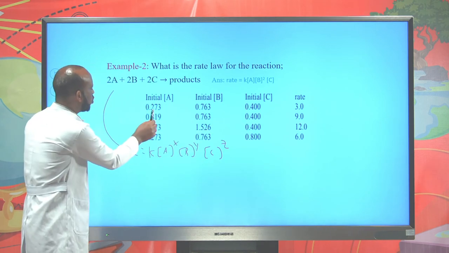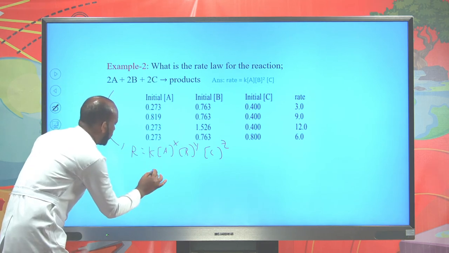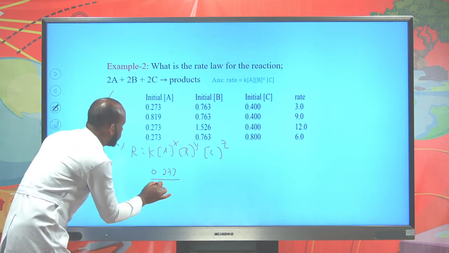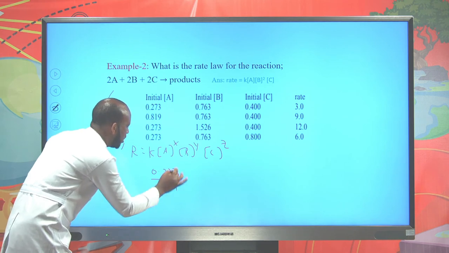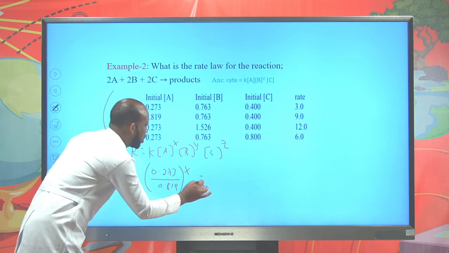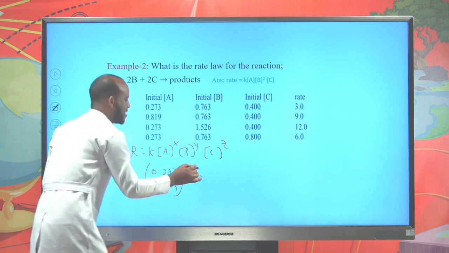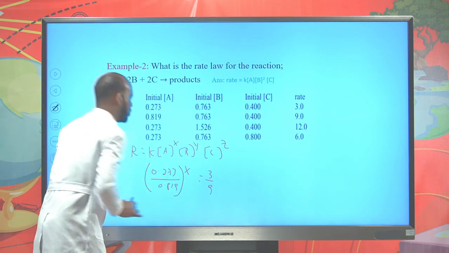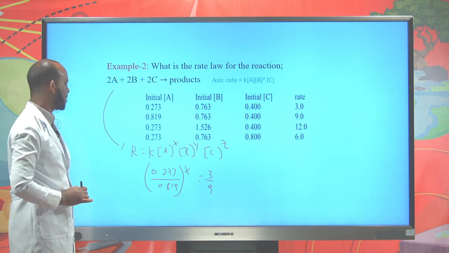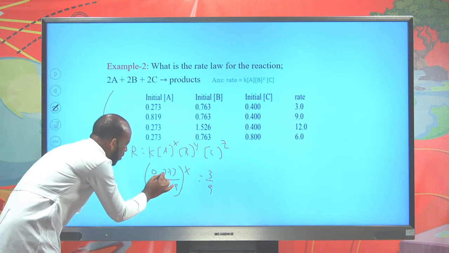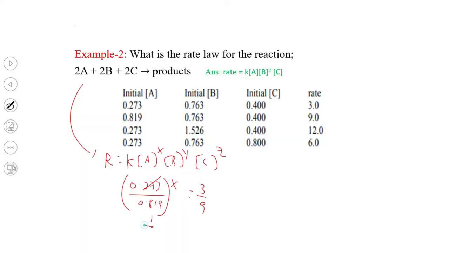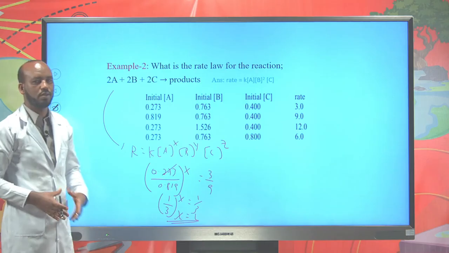Now, 0.273 divided by 0.819 to the power x equals rate 1 divided by rate 2, which is 3 over 9. Dividing by 3, and 0.273 by 0.273 is 1, so 1 over 3 to the power of x equals 1 over 3. From this, x equals 1. The value of x is 1.